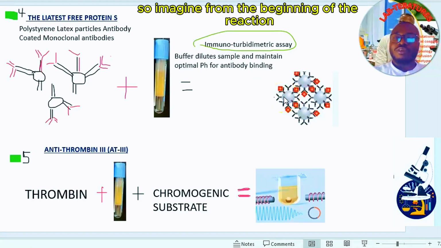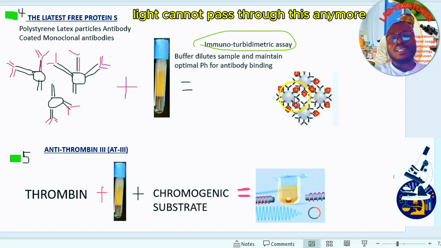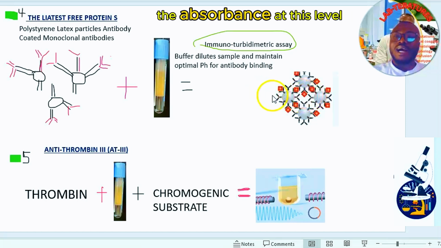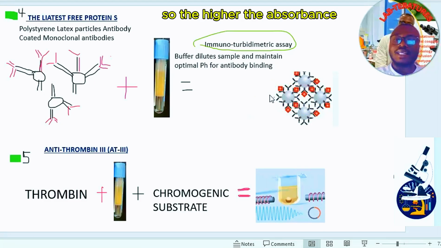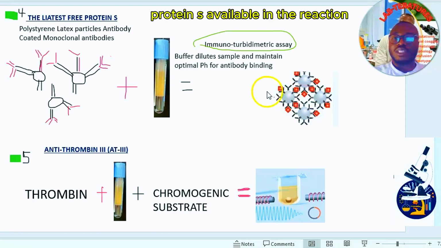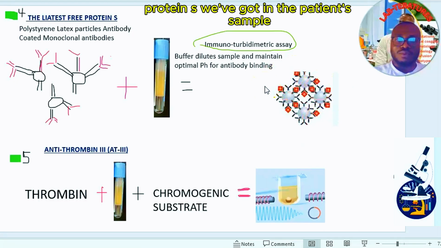This complex makes the reaction turbid, and through a photometric method, light is passed through it. Imagine from the beginning of the reaction, light will pass through until at a point light cannot pass through anymore. The absorbance at this level is interpolated into concentration. So the higher the absorbance, the higher the concentration, and the lower the absorbance, the lower the concentration of protein S available in the reaction. So this uses a photometric method to calculate how much protein S we've got in the patient sample.